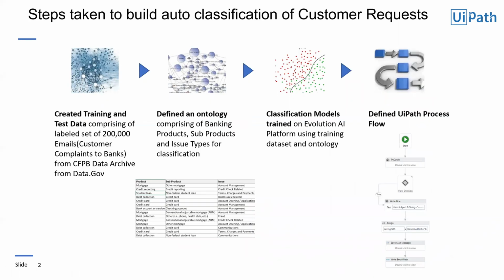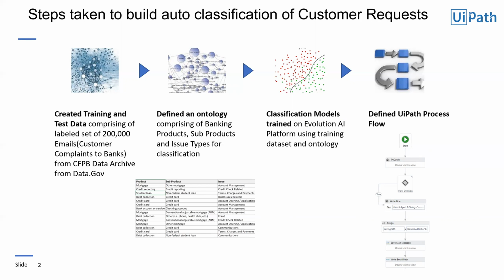At UiPath, we have tried to address this problem by building an auto classification of these customer requests. We created training and test data comprising 200,000 actual emails from a regulatory archive as part of the data.gov initiative. This helped us create a really client-ready and pre-trained model upon which these customer requests can be classified.